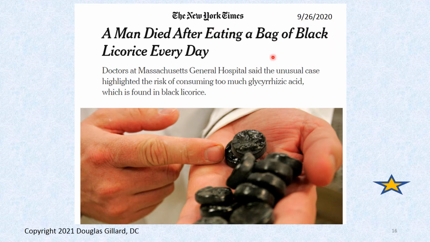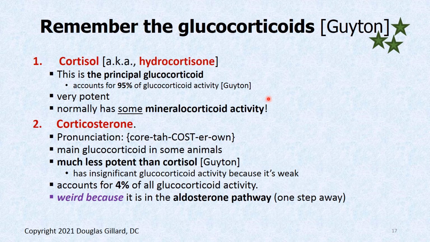Right? So, September 26, 2020, New York Times: a man dies after eating a bag of black licorice every day. And Mass General, which is a very respected hospital, presents this case of a guy who ate too much licorice. And yeah, the licorice was converted into glycyrrhetinic acid. And yeah, that's the story.